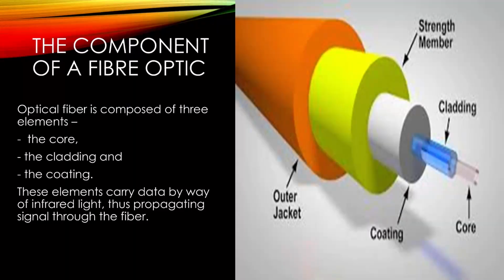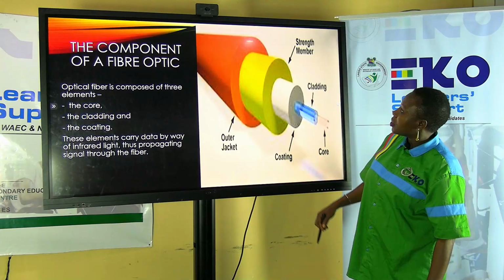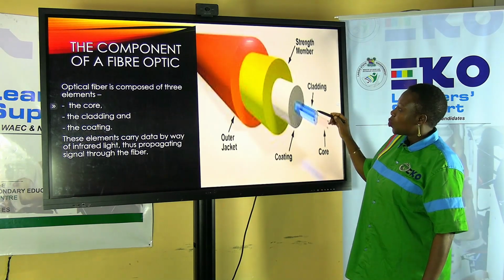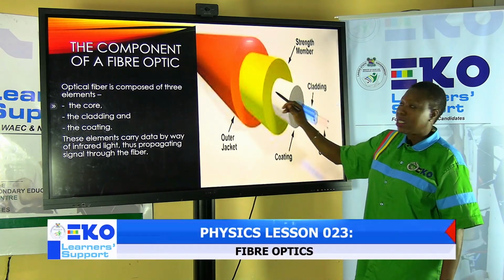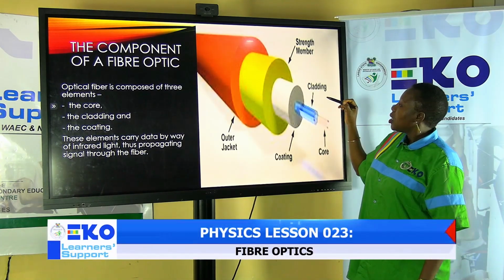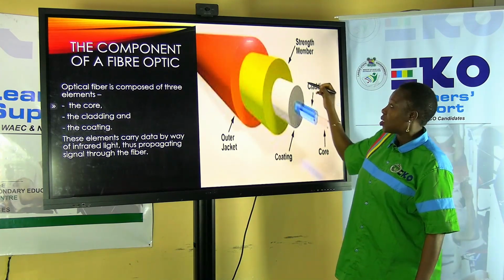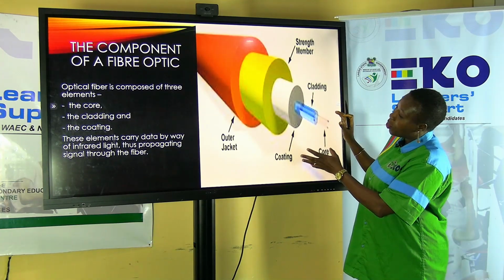The components of fiber optics, like we said, we have the cladding, we have the coating, we have the core, like I showed you previously, and we have the outer jacket. But you will not see all this. You will only see the cable itself, but you are only seeing all the inner parts because it has been cut for us to see all the components in it.